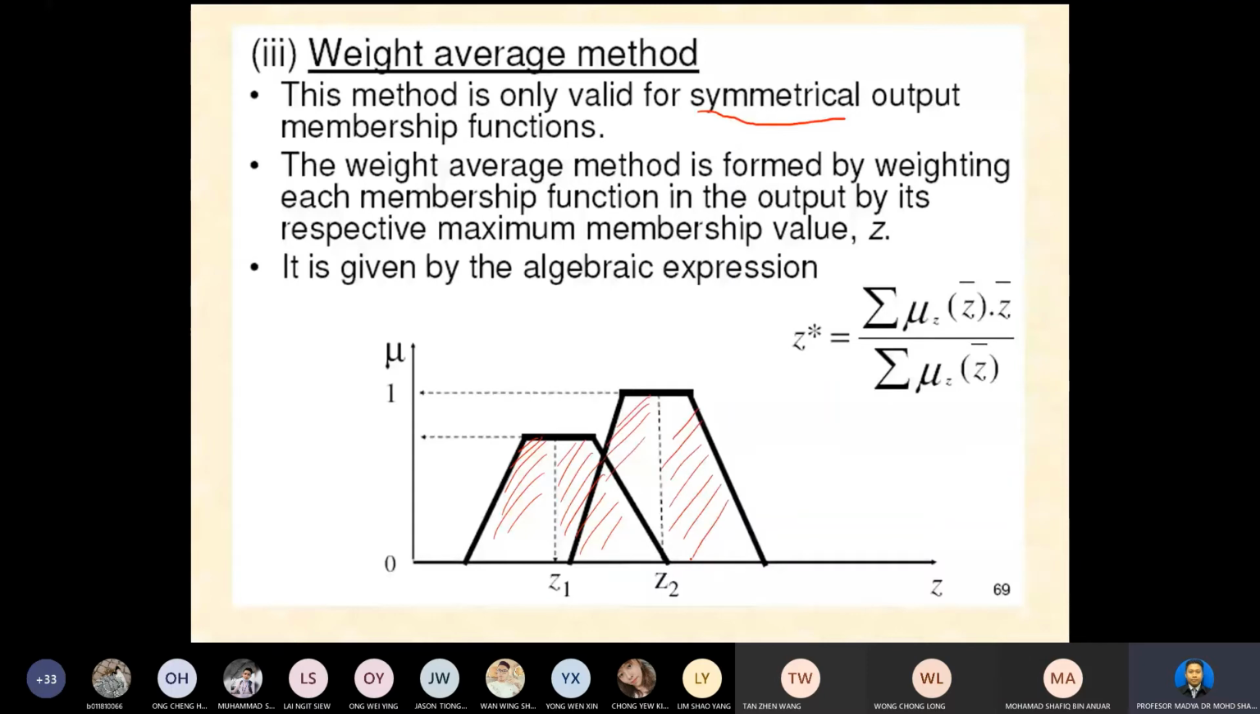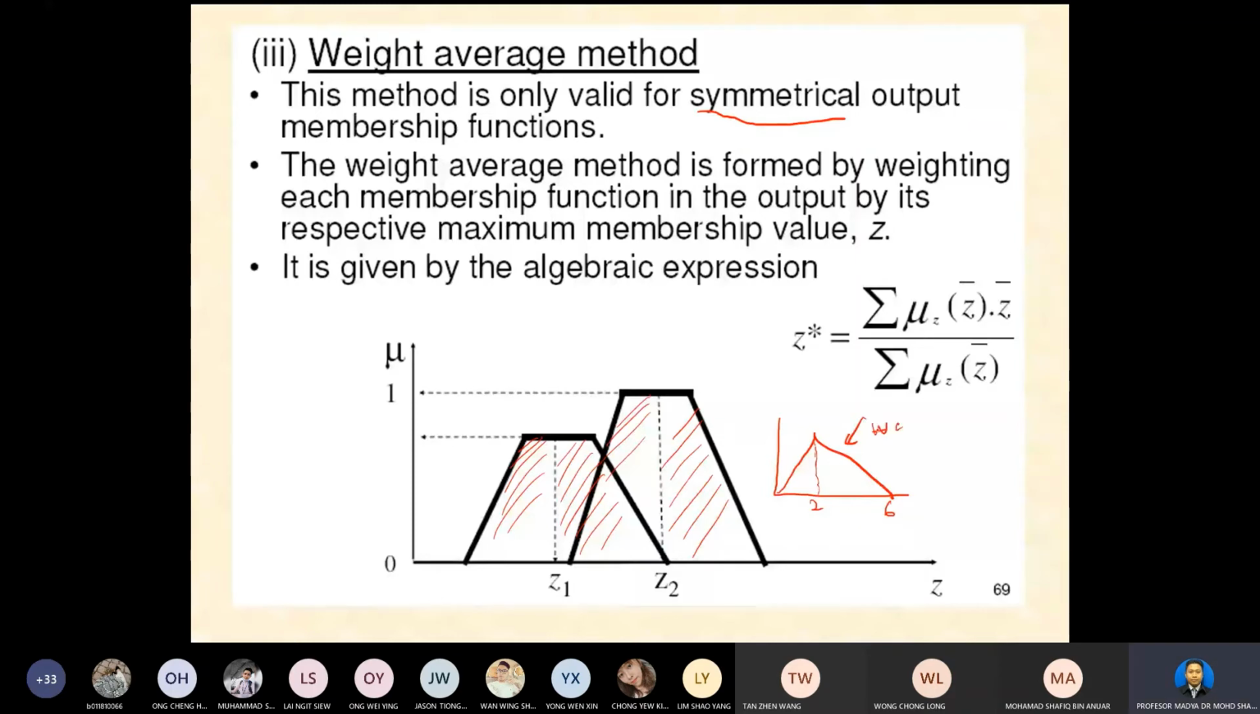For example, we have a shape like this, where this one is 2 and this one is 6. If we divide by 2, it is not symmetrical. So this one, we cannot use the weighted average. It is not valid, because it is not symmetrical.